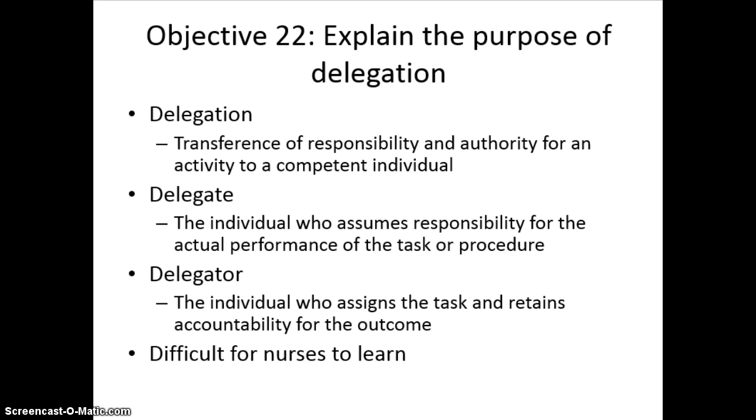There are 5 rights to delegation. It is the right person. Does this person have the training needed to complete the task? The right task. Things that can be delegated are things that don't need planning, assessment, things that don't need education, teaching, or evaluation, or interpretation. So it's important to know that the delegator still does maintain accountability for whatever task they delegate out.